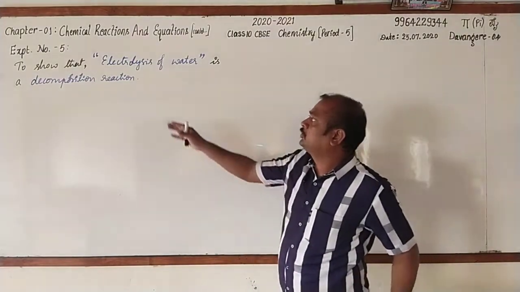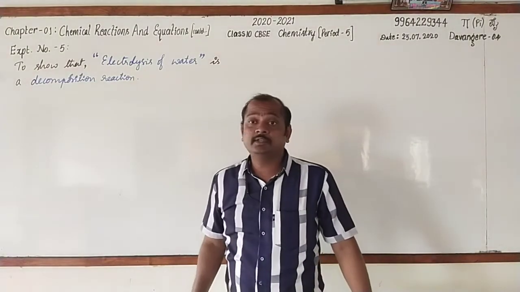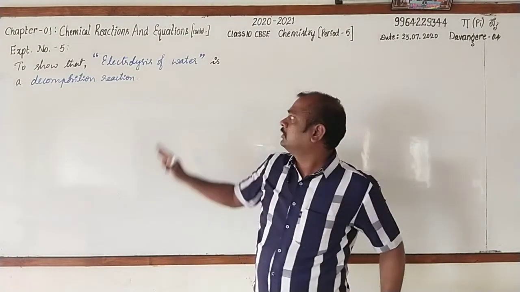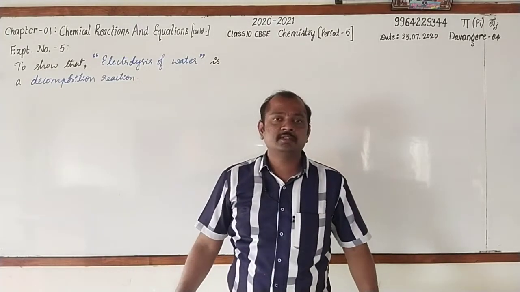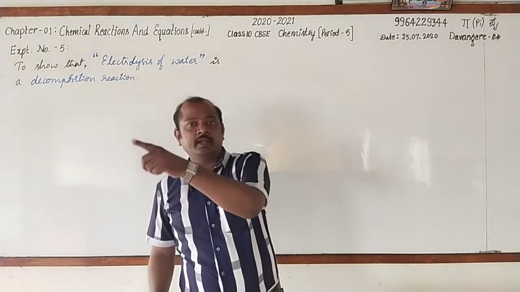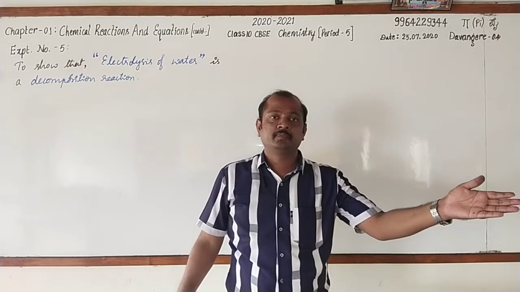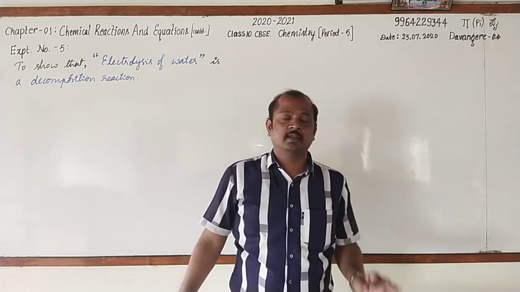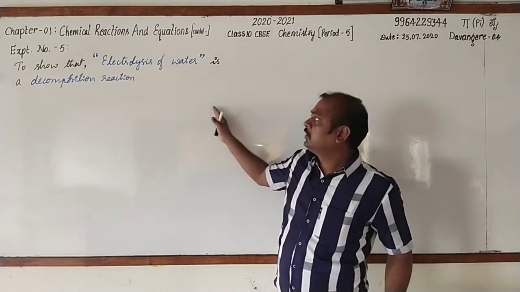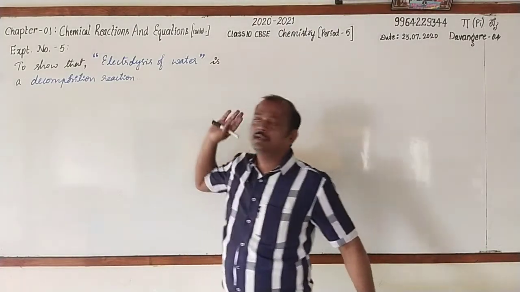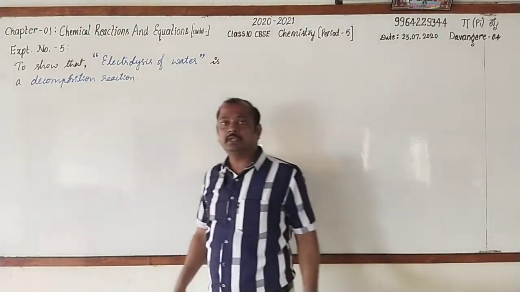Observe that. To show that electrolysis of water is a decomposition reaction. This concept is very familiar to you. Electrolysis of water. What is that? Just to recall it: when electricity is passed through water, it decomposes into hydrogen and oxygen, and this process is known as electrolysis of water. So now we have to show that it is a decomposition reaction. Hence we need some materials.